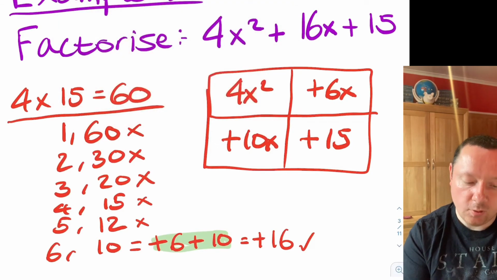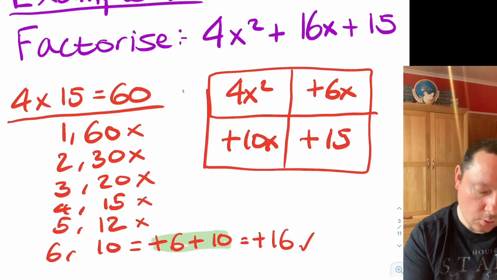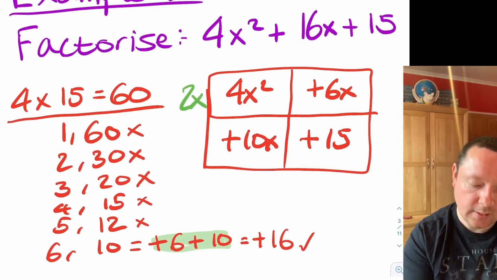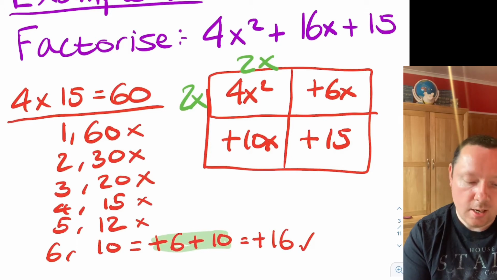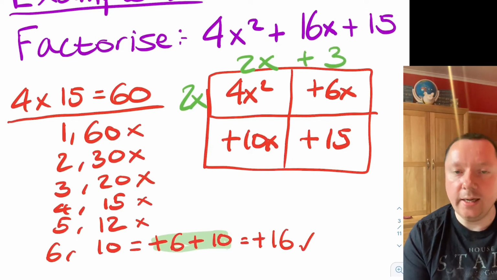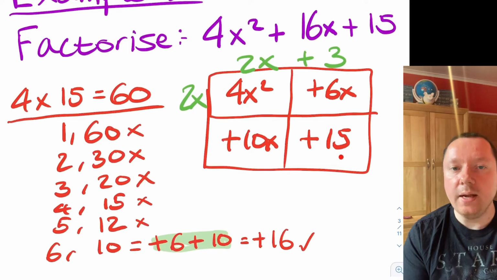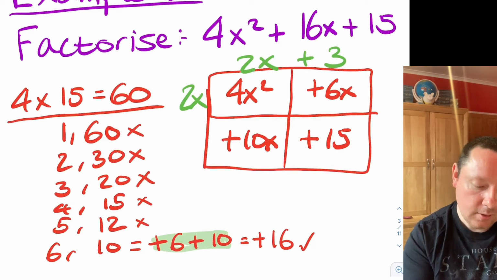So the biggest number that goes into 4x squared and 6x is 2. So it's 2x. 2x times 2x is 4x squared, so that gives me my top one. 2x times 3 is 6x, so that gives me my next one. Looking at the bottom line, we've got 10x and 15. Well, the biggest number that goes into 10 and 15 is 5. So I can write plus 5.